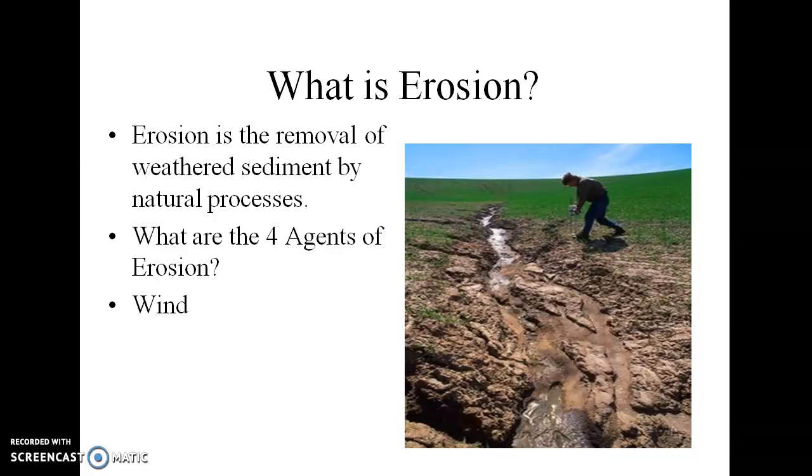Remember, erosion's removing sediment. Water is going to be another agent of erosion. The next one, of course, would be ice, which would be glaciers. And we're going to talk a little bit about glaciers here in just a moment. And then, of course, gravity. You have your mudslides, your rock slides. Anything on a slope is going to be removed due to gravity.